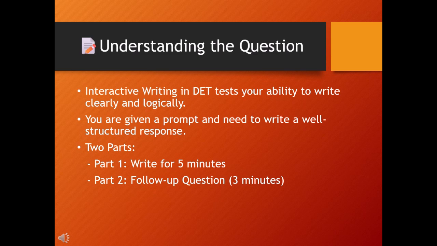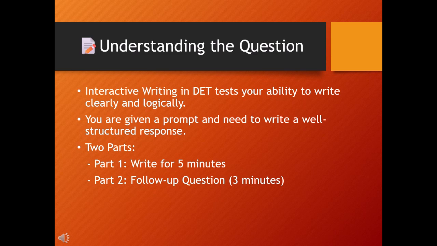Now, here's something important. There are two parts to this question. In part 1, you will get 5 minutes to write your response. This is where you need to structure your answer properly and give your main arguments. In part 2, after that you will receive a follow-up question and you will have 3 minutes to expand your response. This means that you will be asked to add more details, examples, or explanation.